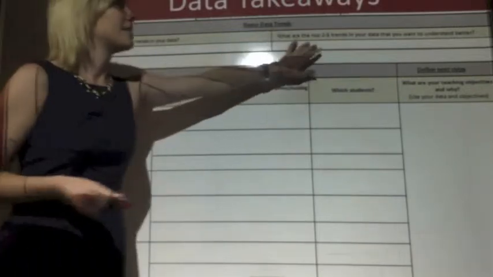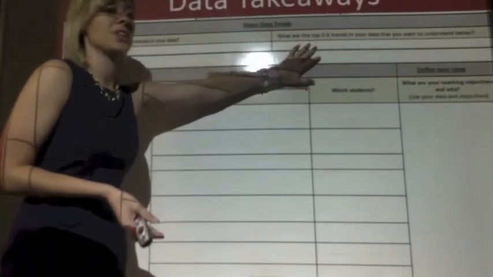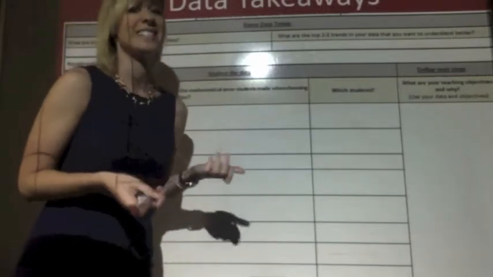So using this chart, you name the top 2 to 3 positive trends and the top 2 to 3 things that you want to look at more because your kids didn't do very well. From that, you choose one priority standard. It's impossible to reteach everything that you need to, so you really want to focus on one standard so you can really get into reteaching that.